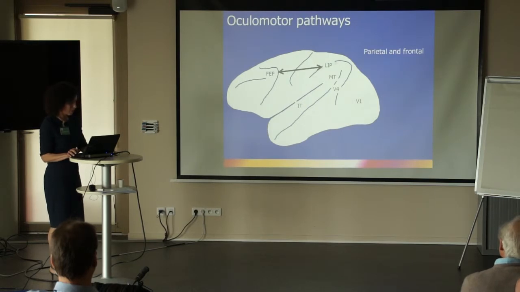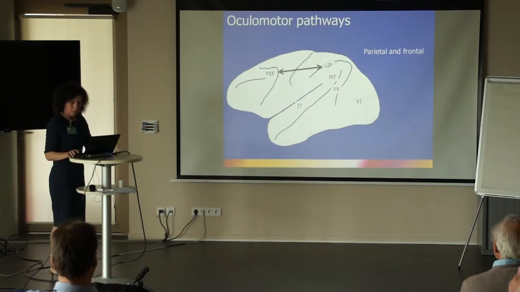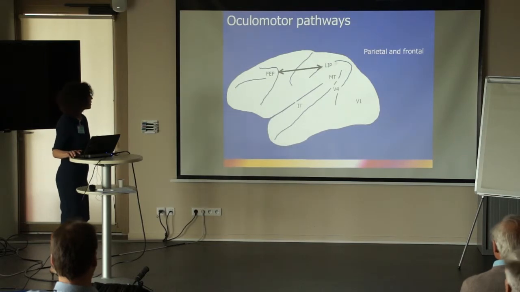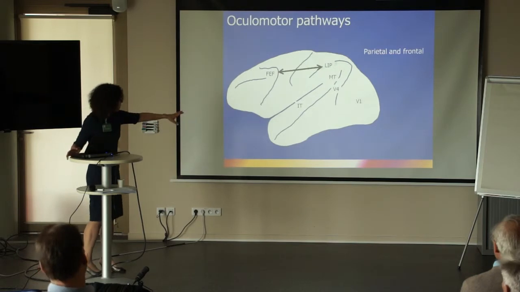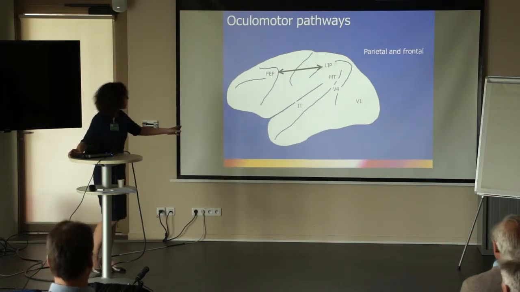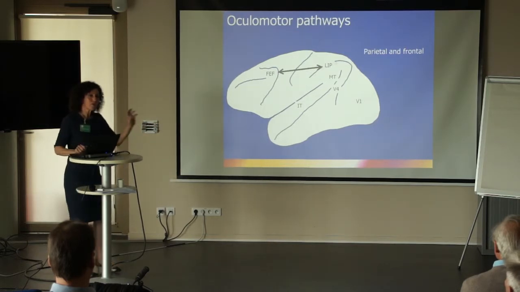Before I go on into the experiment, let me introduce you a little bit to the pathways for generating saccades. We know that visual information comes in, this is a lateral view of the monkey brain. Primary visual cortex is in the back of the brain, V1. We know that visual information comes in there. It gets relayed through several visual areas, including V4 and the medial temporal area, that analyze visual features.